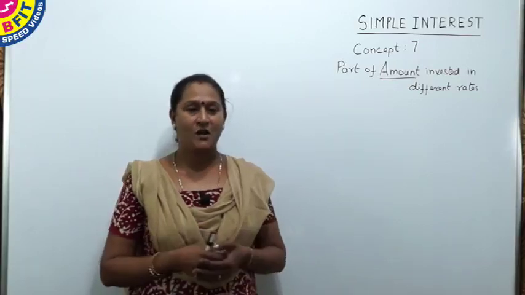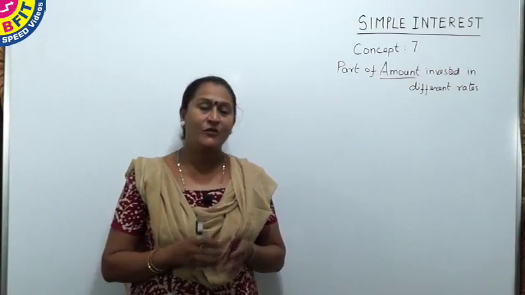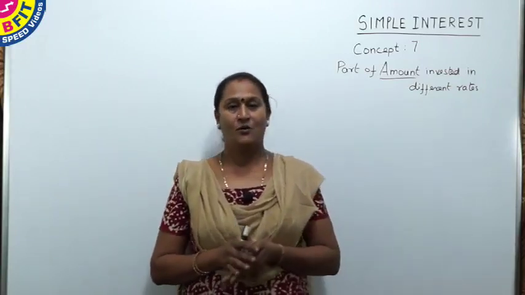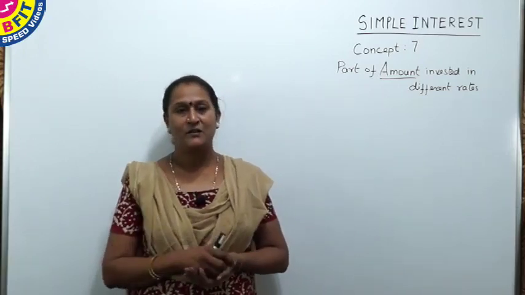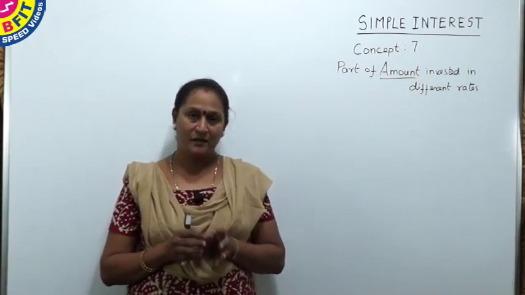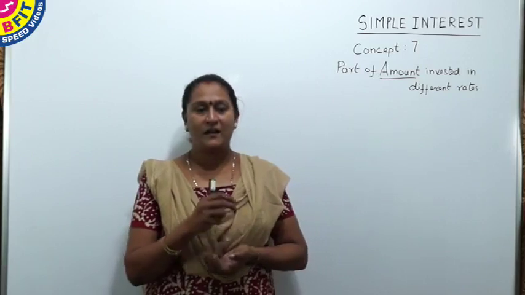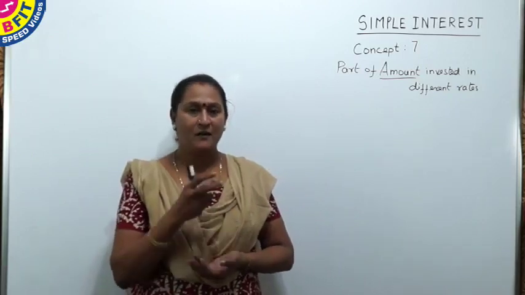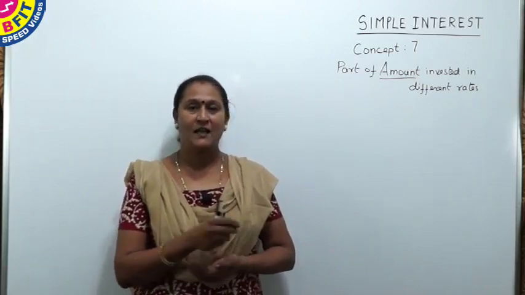So we'll see the next concept, part of amount invested in different rates. So far we saw the whole amount was invested in different rate percents or different periods. In this question, the amount is given, a part of the investment is invested in two different rates, and in this, how to find the amount invested in each rate percent. So we'll see this with an example.